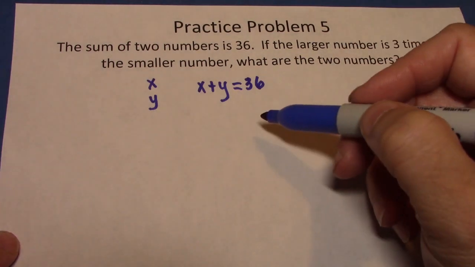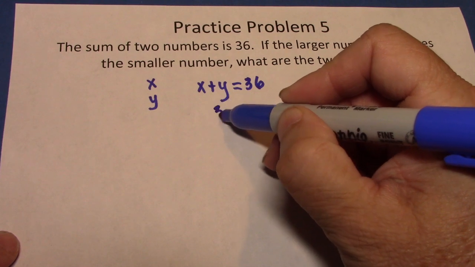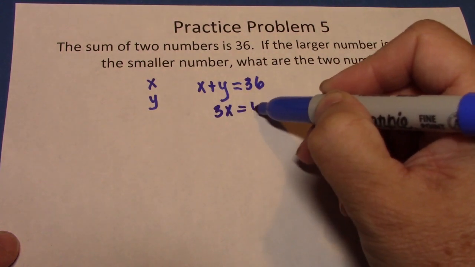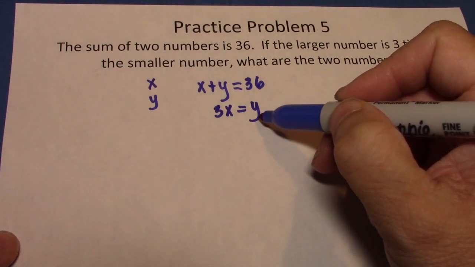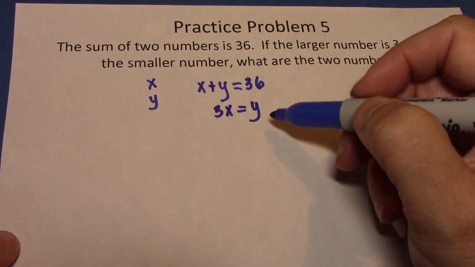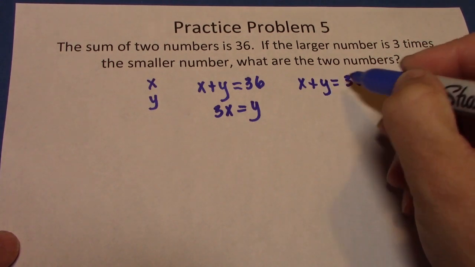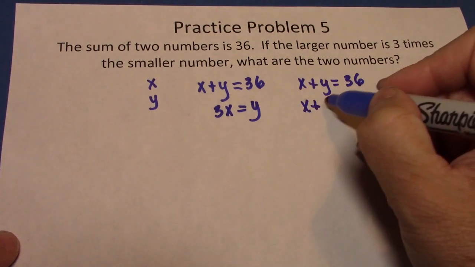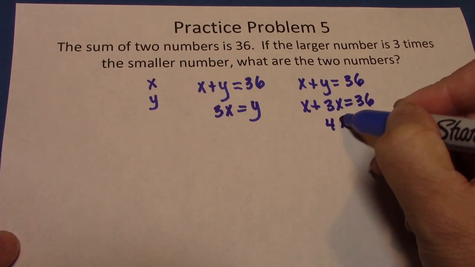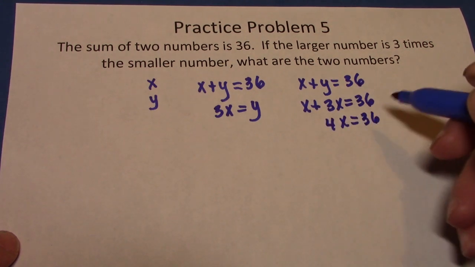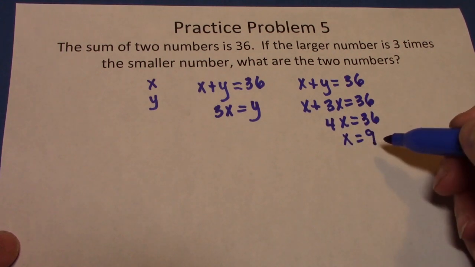It doesn't matter which one of these really is the larger or the smaller, but we know that 3x, for example, equals y. So that means we know what y is. We can use substitution here. So if x plus y equals 36, and x plus 3x equals 36, then 4x equals 36, and dividing both sides by 4 gives us x equals 9.